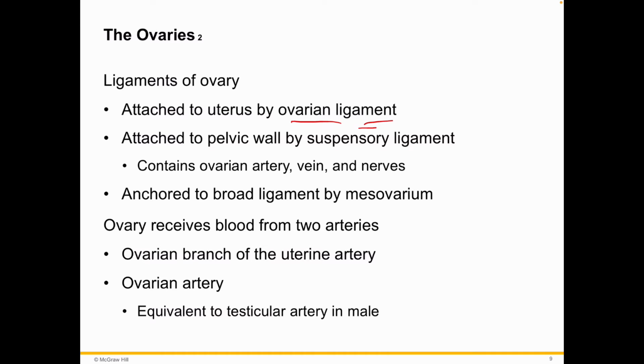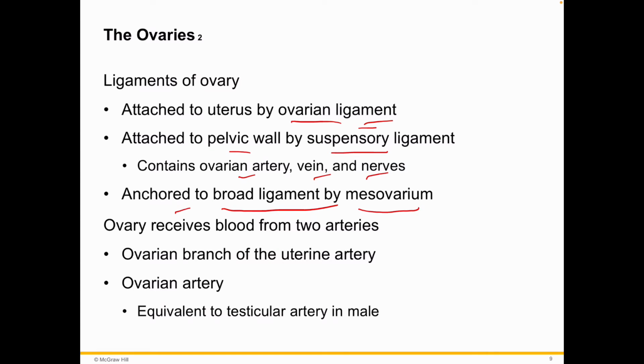The ligament of the ovary is the ovarian ligament, as you might guess. It's attached to the uterus because they work synergistically. It is attached to the pelvic wall also by the suspensory ligament, and it contains an ovarian artery, a vein, as well as the nerves that travel that route. It is anchored to the very large broad ligament by the mesovarium, which we'll look at.